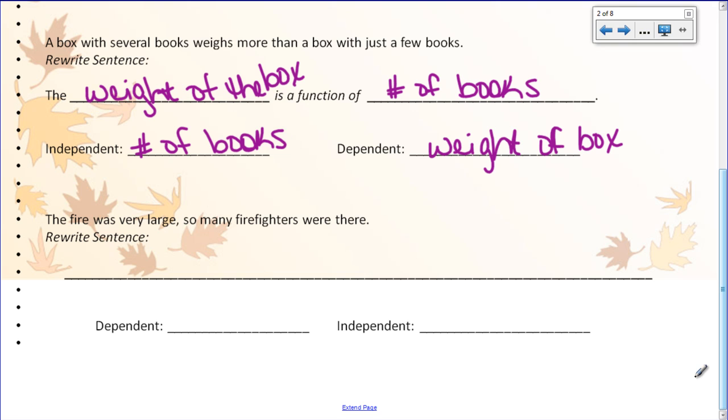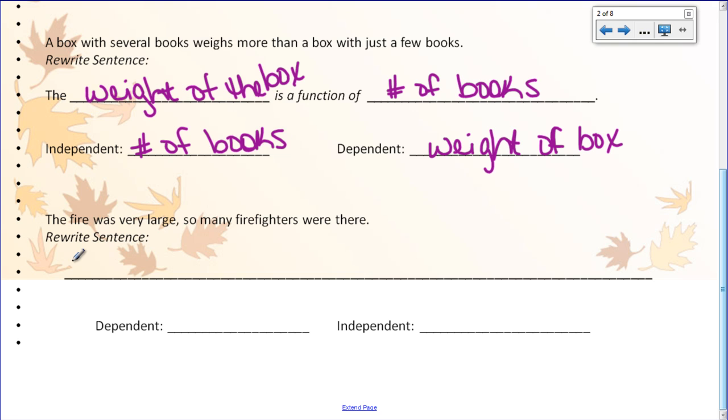And so the last one, the fire was very large, so many firefighters were there. So I have the size of the fire and the number of firefighters. So we're going to rewrite the sentence so that it is a dependent statement. And so ask yourself, we've got to ask ourselves this question. Does the size of the fire depend on how many firefighters show up? Or does the number of firefighters that show up depend on the size of the fire?